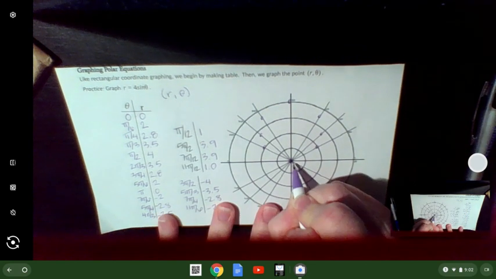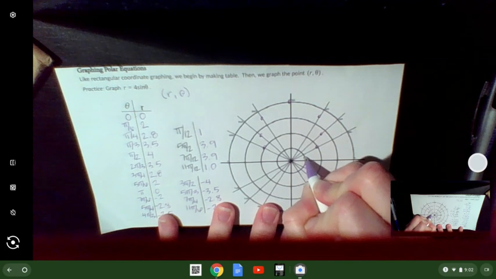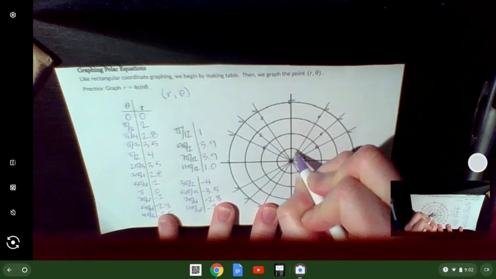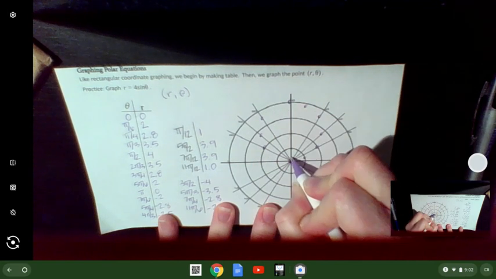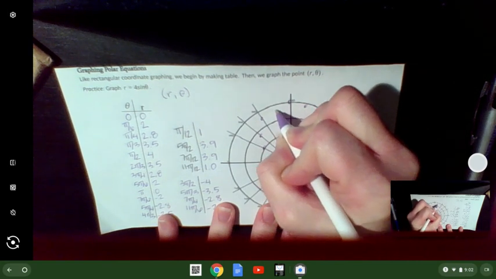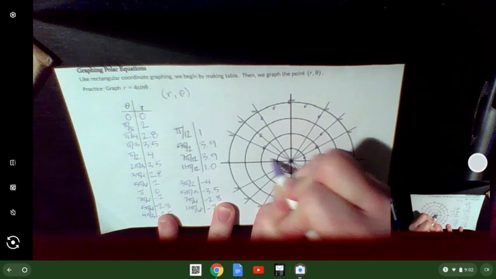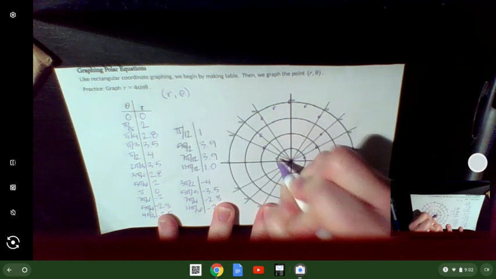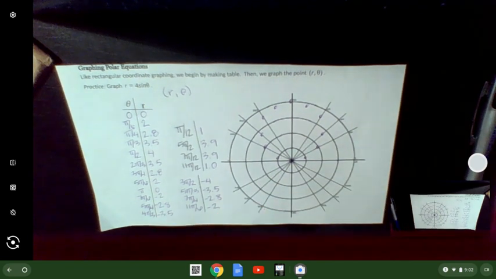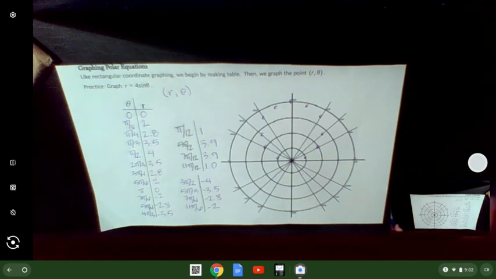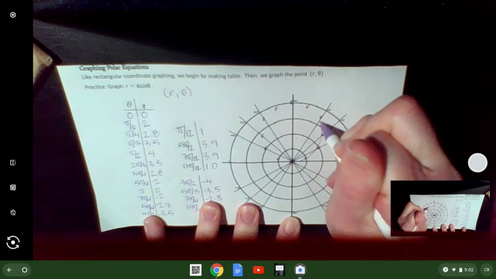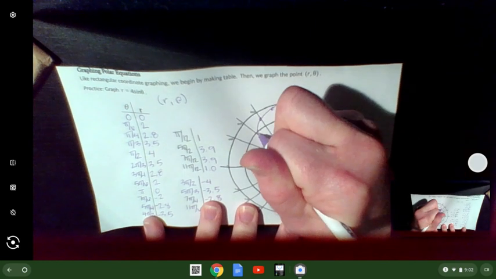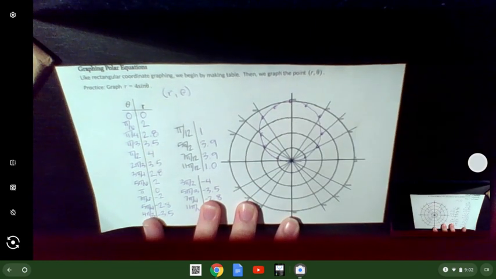So plotting those points, pi over 12, 1 out. 5 pi over 12, 1, 2, 3.9 out. 7 pi over 12, 1, 2, 3.9 out. And 11 pi over 12, 1 out. That gives me a little bit better definition in my circle. And again, you are welcome and encouraged to pick more points around the circle, degrees or radians, to help you verify the shape of your graph.